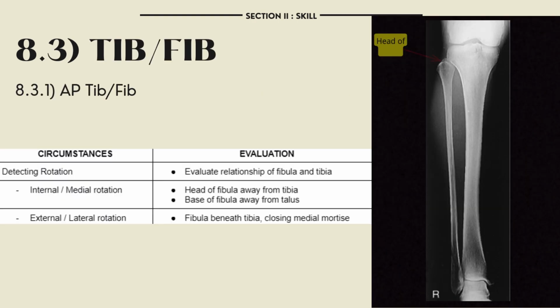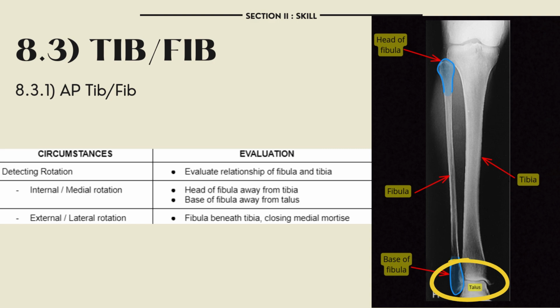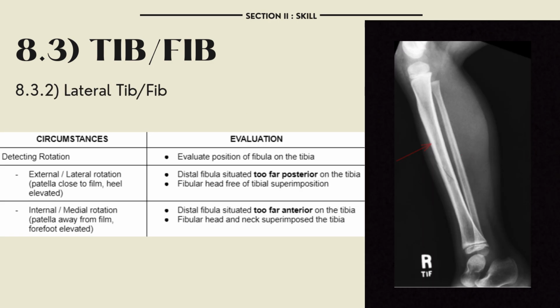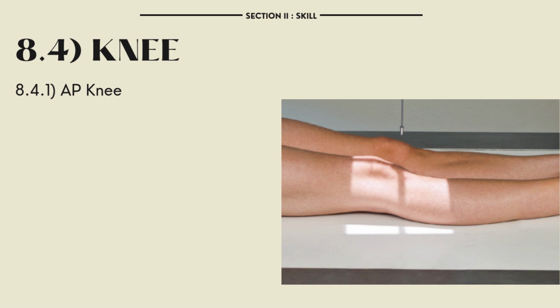Third is tib-fib projection. Evaluate the relationship of the tibia and fibula to detect any rotation. In the internal rotation of epi tib-fib, the head of the fibula is away from the tibia, while the base of the fibula is away from the talus. However, in external rotation, the fibula is located beneath the tibia, closing the medial mortise. Similarly, the position of the tibia and fibula can also be used to detect rotation in lateral tib-fib as described in the slide.